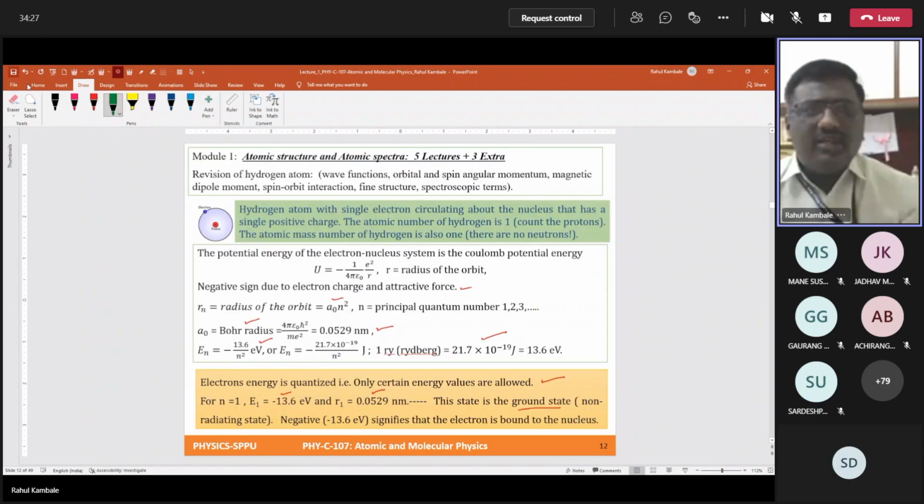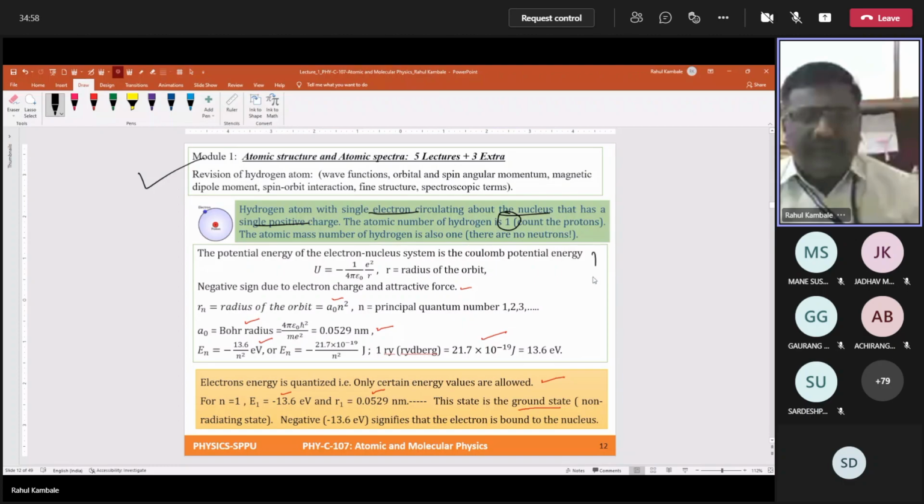So this was just atomic kind of thing. So let us start the revision of the hydrogen atom. So if I say the hydrogen atom, what is a hydrogen atom? What is its constituent? Okay, so I have shown here one proton and one electron. Hydrogen atom with single electron circulating about the nucleus that has a single positive charge, and the atomic number is 1. Count one proton, and the atomic mass number, of course you know that.